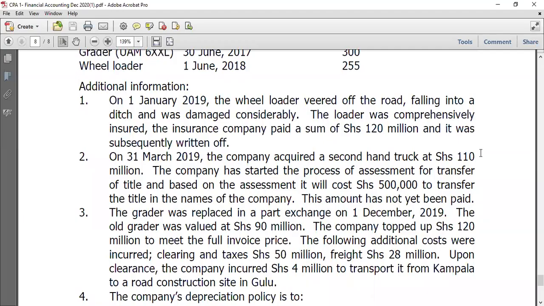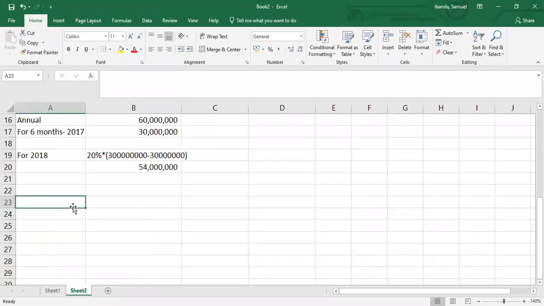So this asset is worth 110 million, and the cost to transfer is 500,000. So we are going to include this 500,000 onto this 110 million to make it, of course, 110.5 million. Let's just do it here within our working.